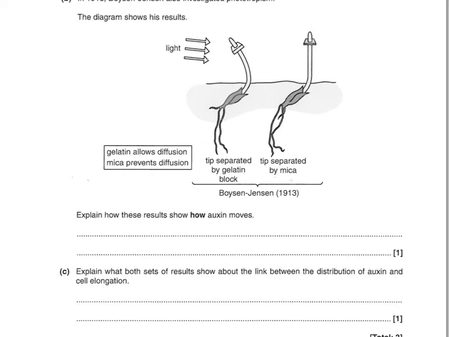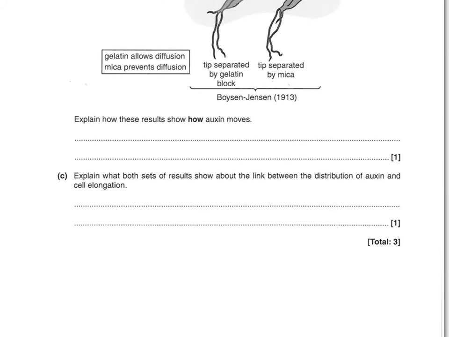doesn't grow. Explain what both sets of results show about the link between the distribution of auxin and cell elongation. So here, for this mark, you've got to get the idea across that there's more auxin on the shaded or the right-hand side, and that elongation is on the shaded or right-hand side.